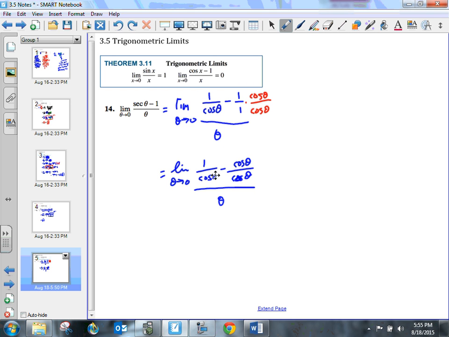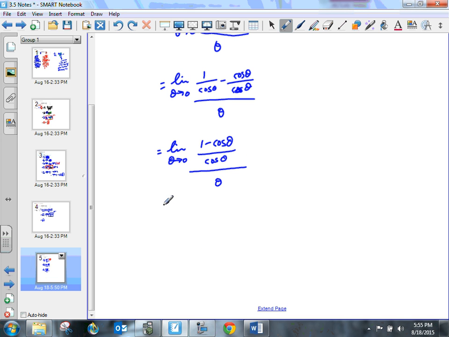Okay, so now I'm going to write this as one fraction. I have a common denominator, and so now I've got the limit as theta approaches 0 of 1 minus cosine of theta all over cosine of theta, and then this is all being divided by theta. Okay, so now, remember, if we're doing division with fractions, then I can multiply by its reciprocal. And so I'm going to get the limit as theta approaches 0 of 1 minus cosine of theta over cosine of theta times 1 over theta, okay?